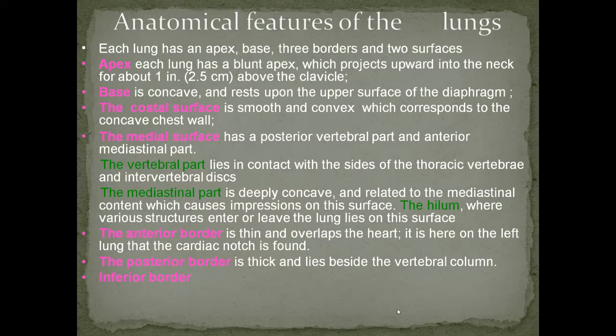Now we will see the anatomical features of the lungs. Each lung has an apex, a base, three borders and two surfaces. Apex: each lung has a blunt apex which projects upward into the neck for 1 inch, especially 2.5 centimeter above the clavicle. Base is concave and rests upon the upper surface of the diaphragm.